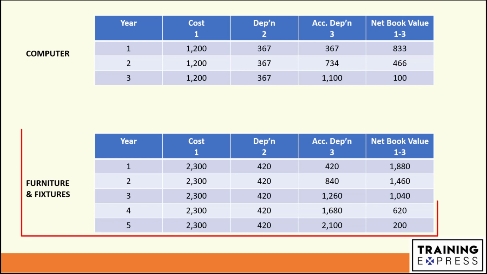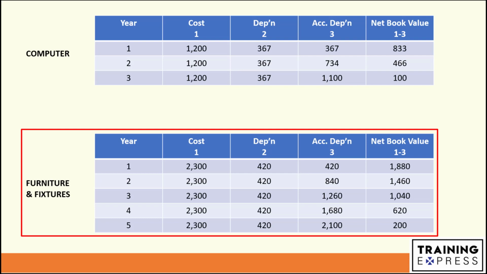Similarly, let's look at furniture and fixtures. We have got 5 years of useful life for furniture and fixtures. So year number 1, 2, 3, 4, and 5. Cost will stay same every year. Depreciation amount will also stay same every year. Accumulated depreciation will keep on accumulating every year. So first year it will be 420, next year it will be accumulated depreciation of 2 years, so 840, year number 3 1260, year number 4 1680, year number 5 2100.